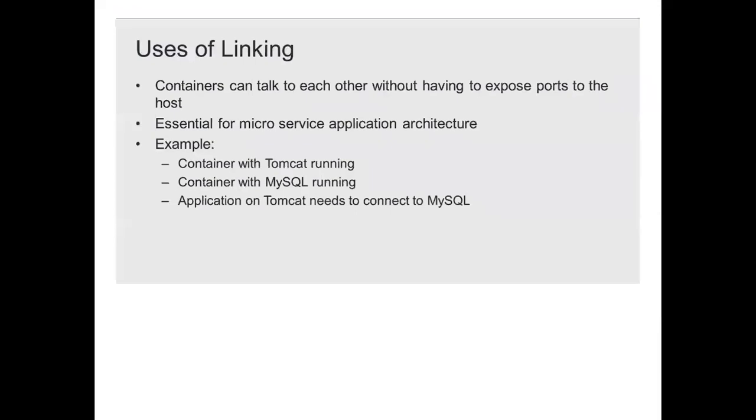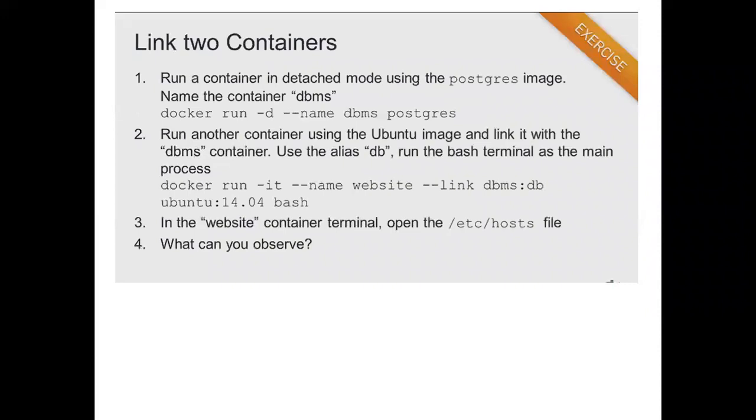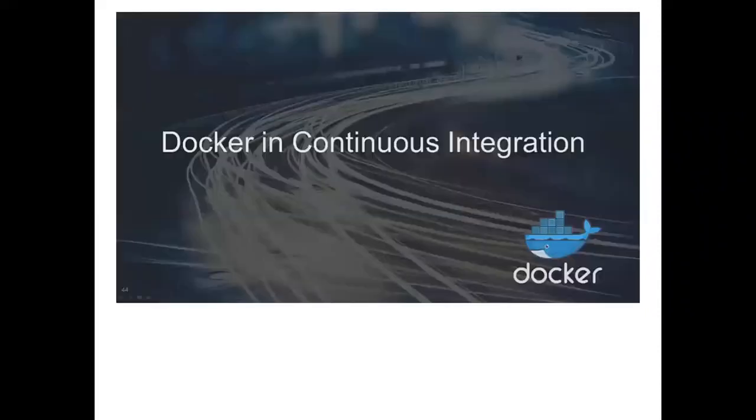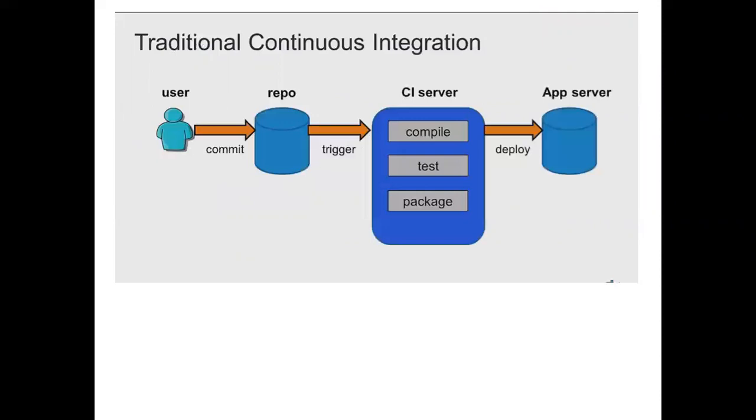So uses of linking: containers can talk to each other without having to expose the ports. That's what we have seen so far. It will be good for microservice-based applications like Tomcat, MySQL, all that stuff. This is an exercise. Traditionally, in the integration part, we have a Jenkins server, and we committed to some repository, wherein we compile, test, and package.